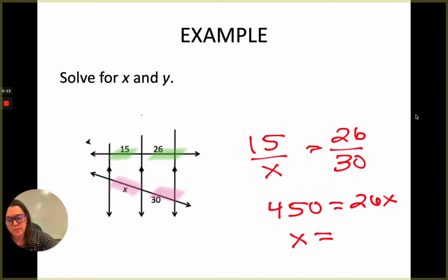Oop, I'm just going to leave that. That's an ugly number. 17.31 if I go to 2 decimal places.